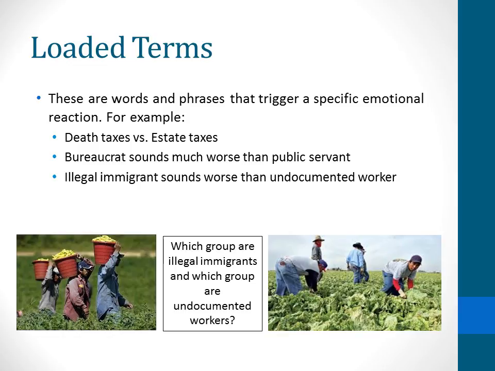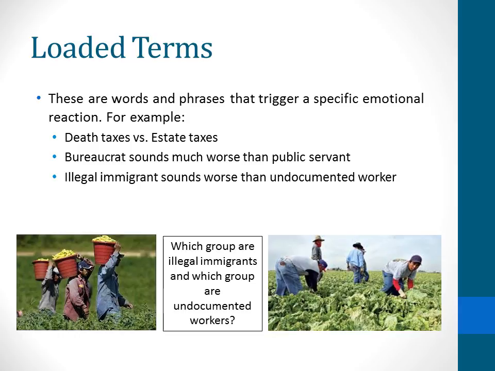Second example, bureaucrat sounds much worse than public servant. Public servant gives us the idea of somebody who is there to serve the public, whereas a bureaucrat sounds like somebody who would show up with a stormtrooper to arrest you and take you away. Finally, and this is something that's in the news a lot, is the term illegal immigrant. And that sounds way worse than the term undocumented worker.